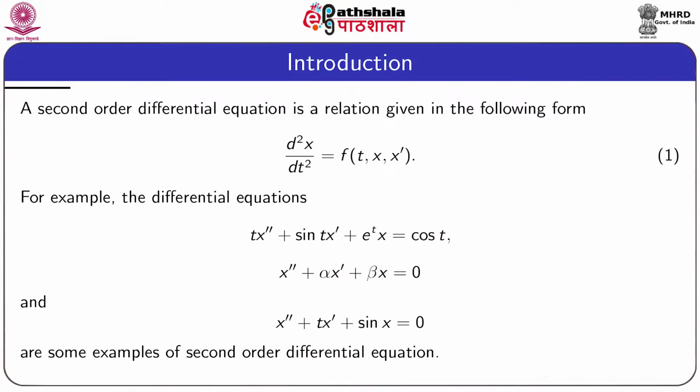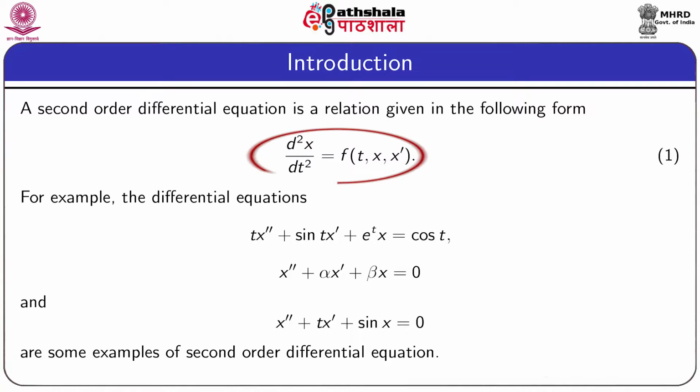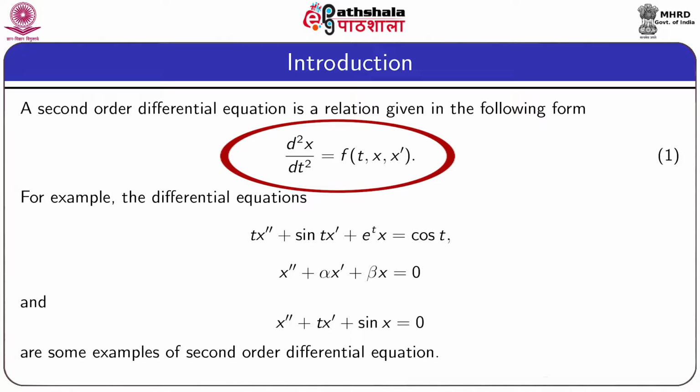examples. A second order ordinary differential equation is a relation given in the following form: d2x/dt² equal to f(t, x, x'). Here t is the independent variable and x is the dependent variable.